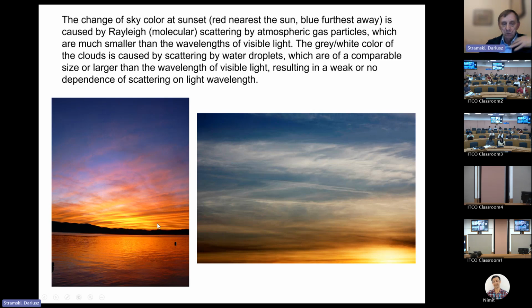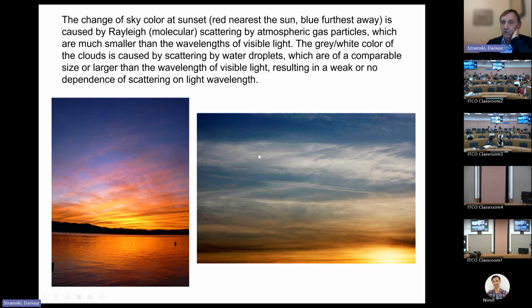So when you look towards the sun at sunset, this direct sunlight becomes relatively enriched at longer wavelengths because blue photons have been scattered by molecules. On the right-hand side, you also see another visualization of the wavelength dependence of scattering.